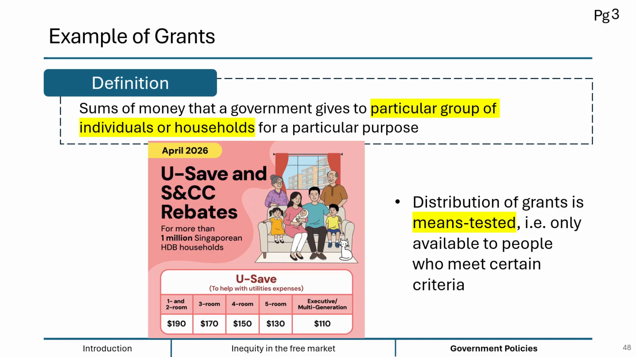So what does means tested mean? You all know your USave rebates, right, that the Singapore government gives to Singapore households to offset utility bills. Can you see that the government does not give every household the same amount? There is a criteria, which is what kind of house you live in. Do you live in a 1-room flat, a 2-room flat, or a 3-room flat? For a 1 and 2-room flat, they are given $190. A 3-room flat is given $170. So this is what it means by means tested. The grant is only given to people who meet a certain criteria. And in the case of USave, the criteria is what type of house you live in.